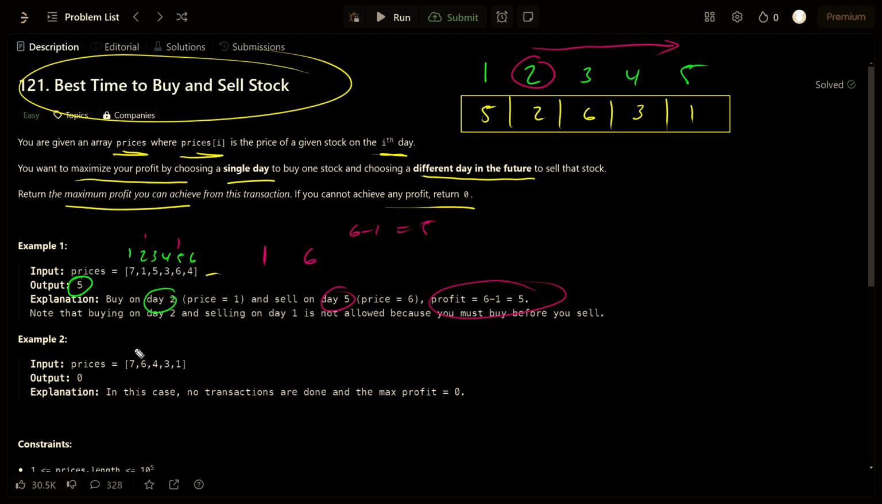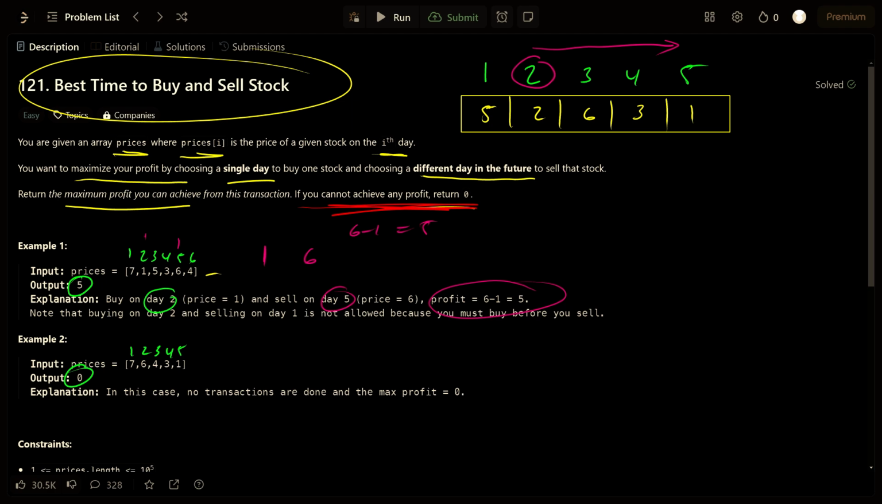Example 2. I'm going to go ahead and write the days right above it. And here, our output was 0. And according to the statement, if we cannot achieve any profit, we return 0. So there's no profit to be made here, right? Well, let's take a look at that. If we buy on day 1, we want to sell at a higher price, right? Is there a number higher than 7 in the future? No. So if we buy on day 2, is there a higher number than 6 in the future? No. If we buy on day 3, is there a higher number than 4 in the future? No. If we buy on day 4, is there a higher number than 3 in the future? No. If we buy on day 5, there's no other days to sell on, right? So that's why they return 0.